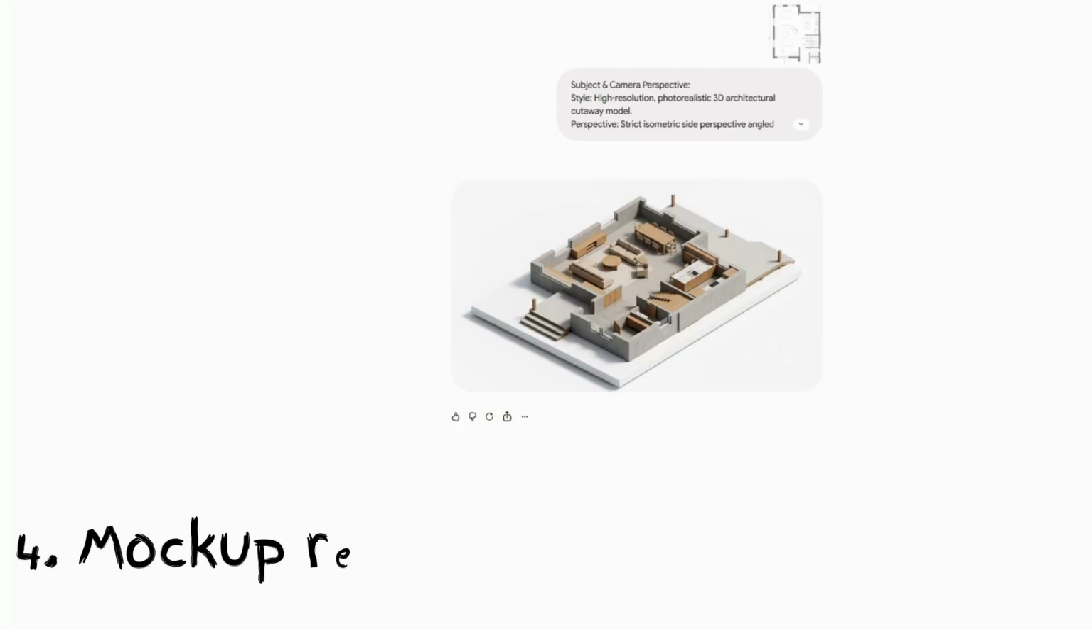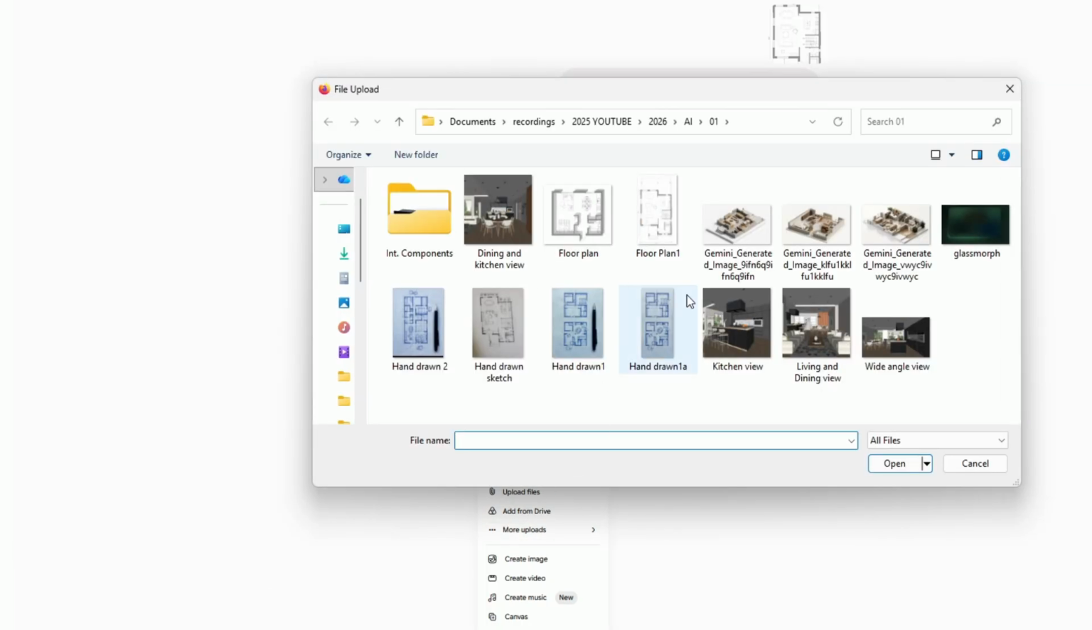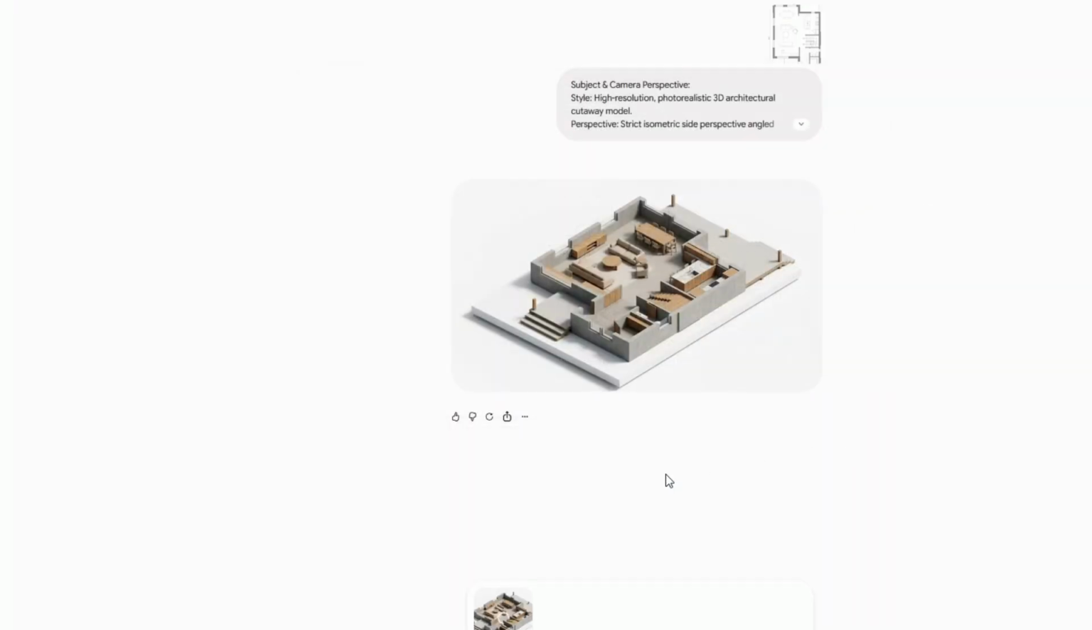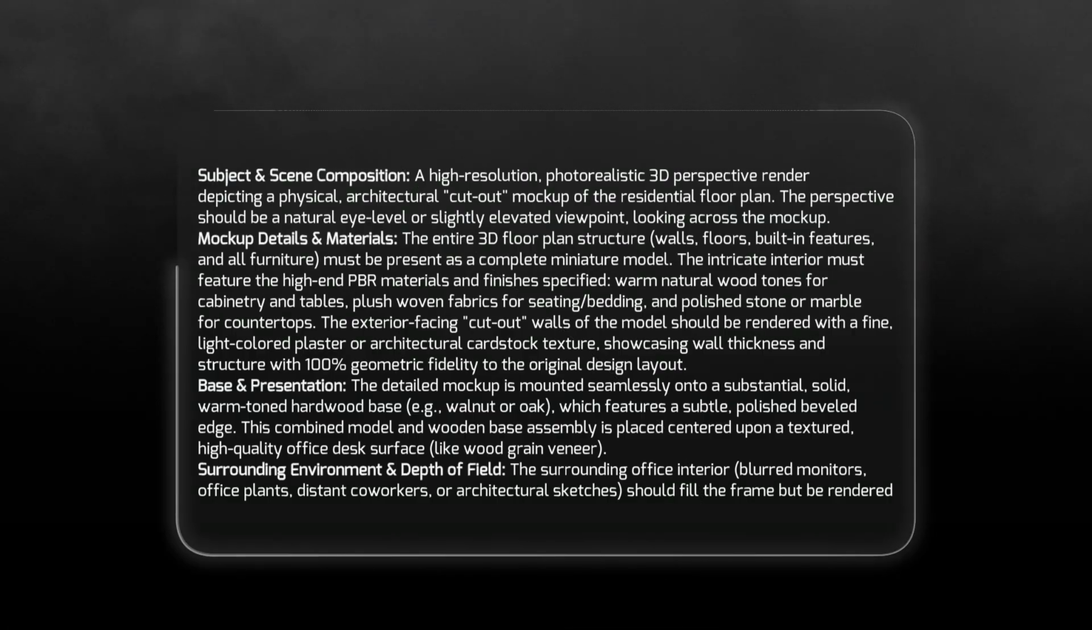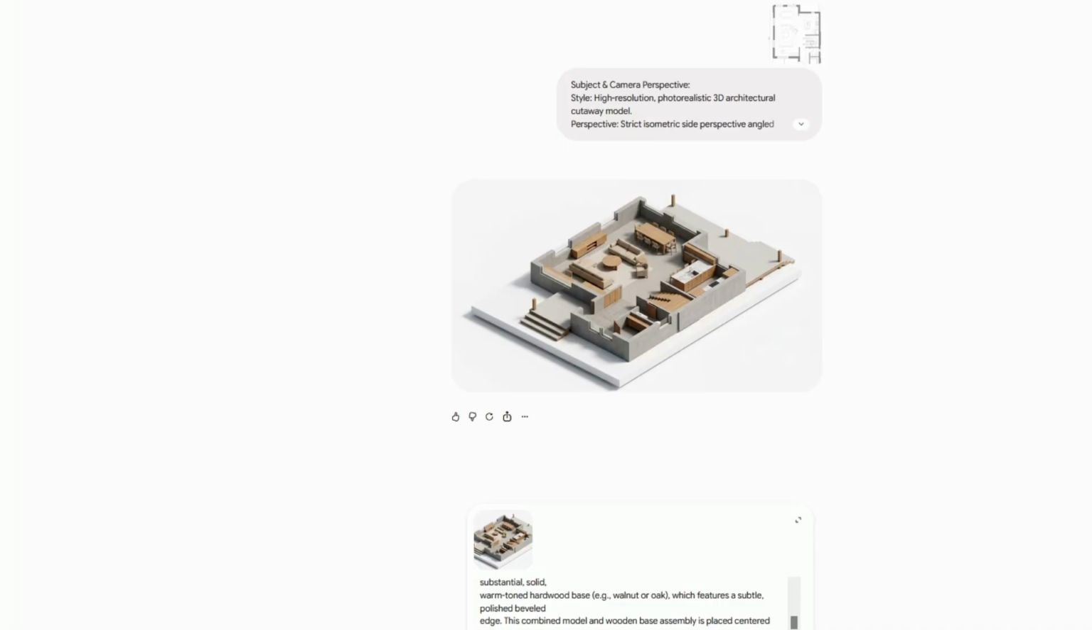Finally, the Studio Presentation Mockup. Having a great render is only half the battle. You need to present it like a high-end firm to impress clients. Step 1. Take your newly generated 3D isometric render. Step 2. Input prompt. Step 3. Hit generate.